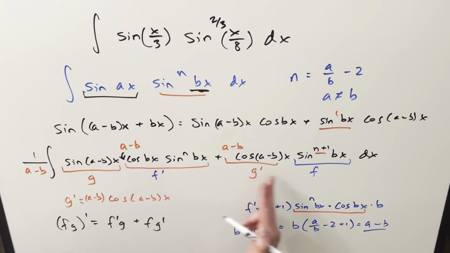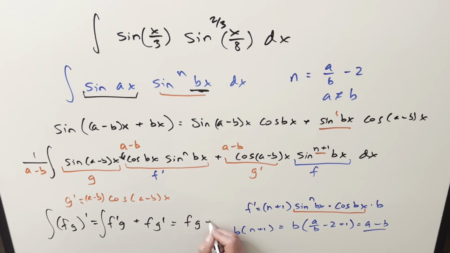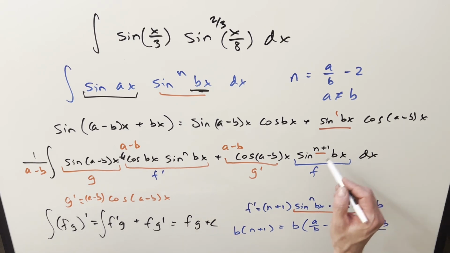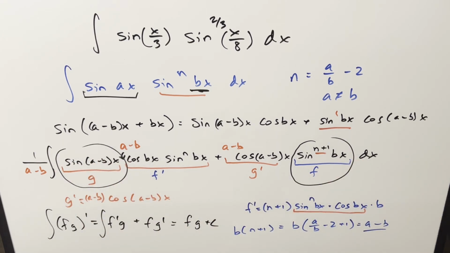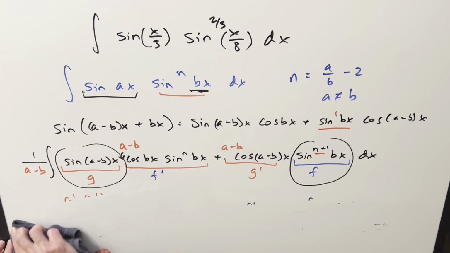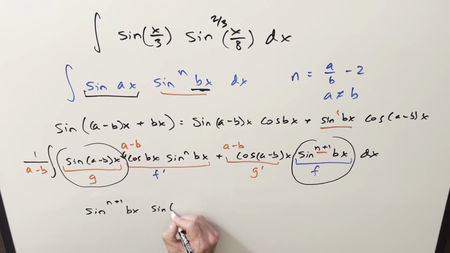But then we notice everything we have in the integrals is in exactly that form. We've got our f prime g, f g prime, just in a different order. When this is inside of an integral, we're integrating a derivative, so we just get back f g plus c. So we're all set up just to grab our solution. We just need f, which is right here, and we just need g. And so I'll make a little space to put down our solution of fg plus c. Putting this together, what we have is sine to the n plus 1 bx times sine (a minus b)x over a minus b, plus c.